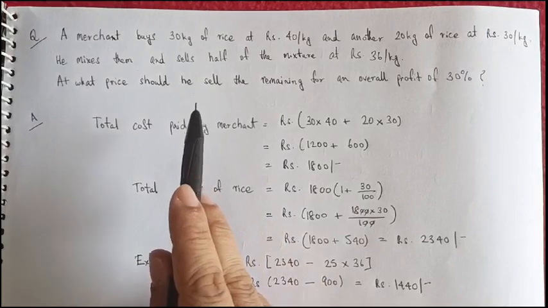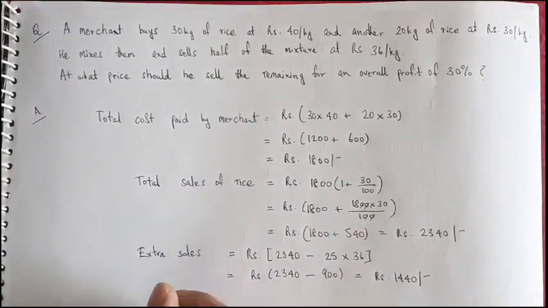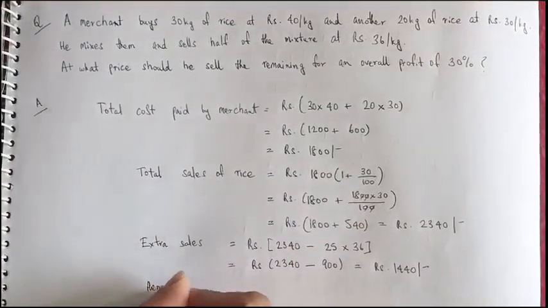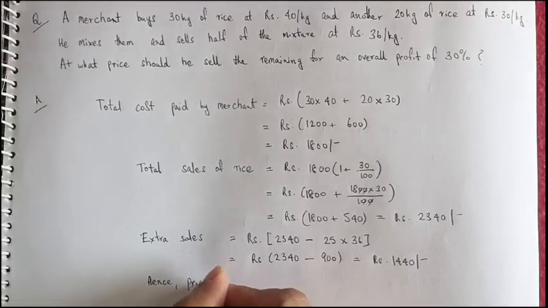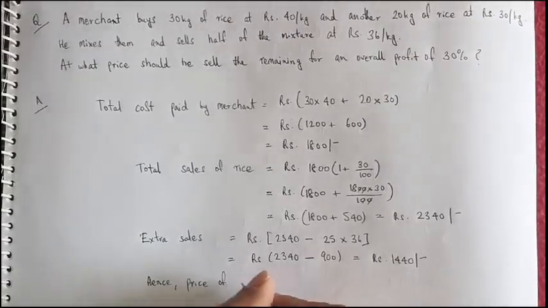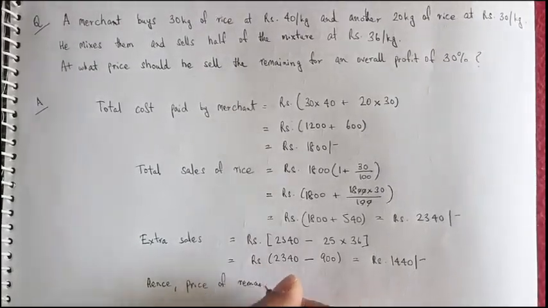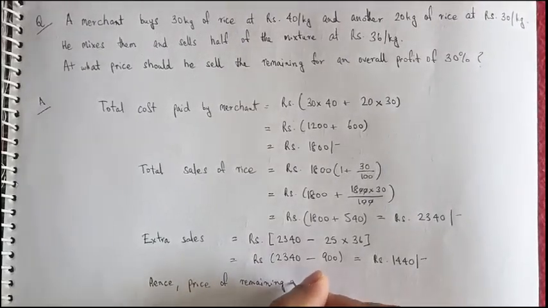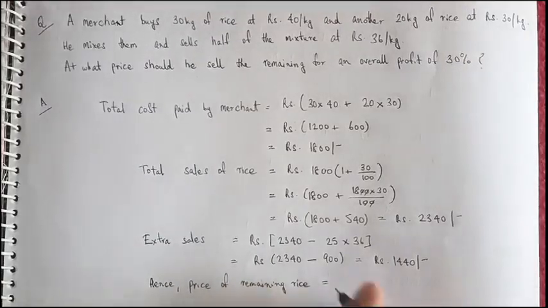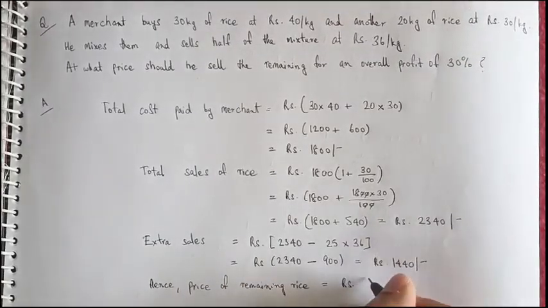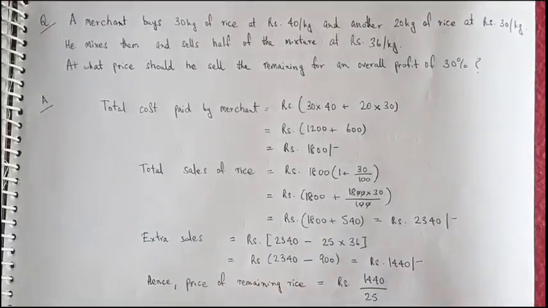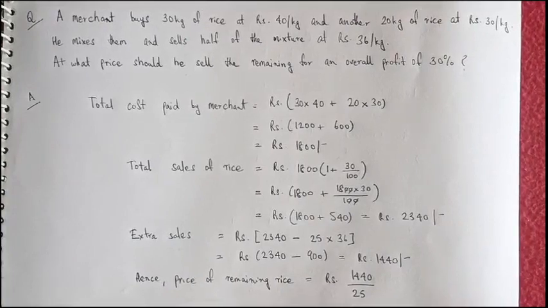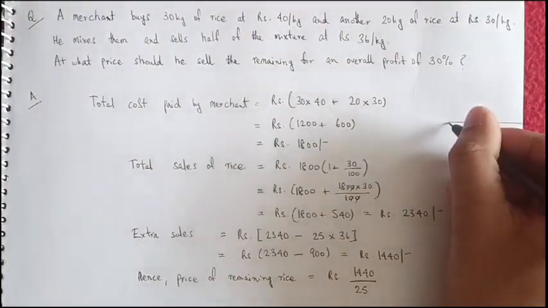Now this is for 25 kilo of rice. So hence price of remaining rice should be how much? Rupees 1440 divided by 25. So you can do this inside some rough work, kids.